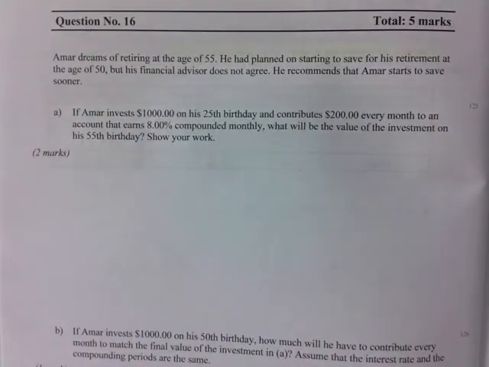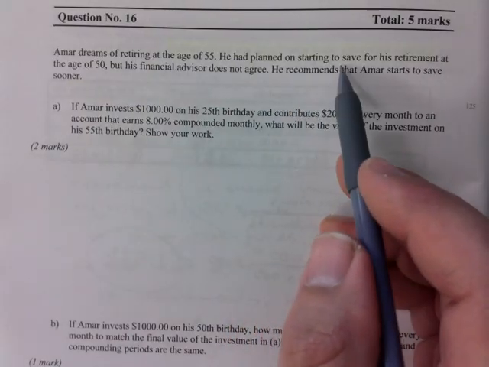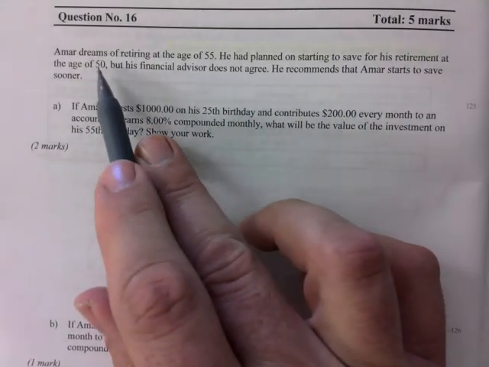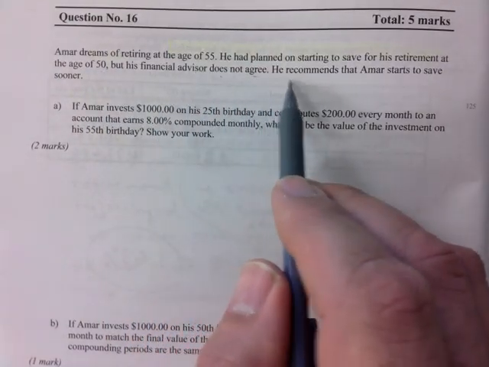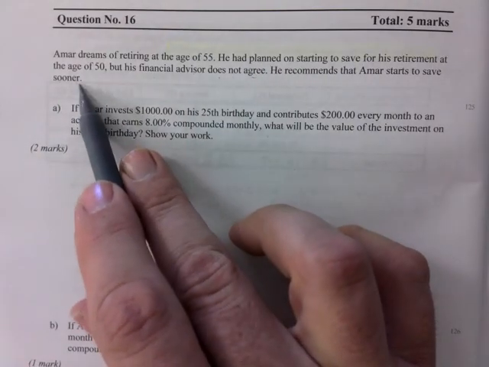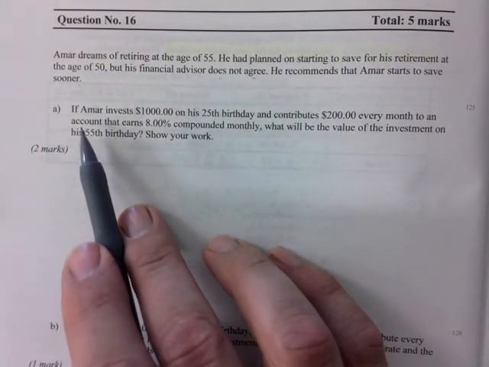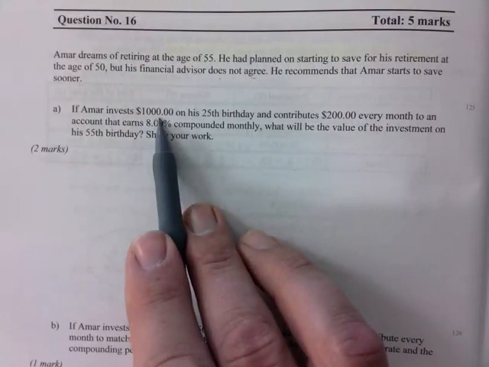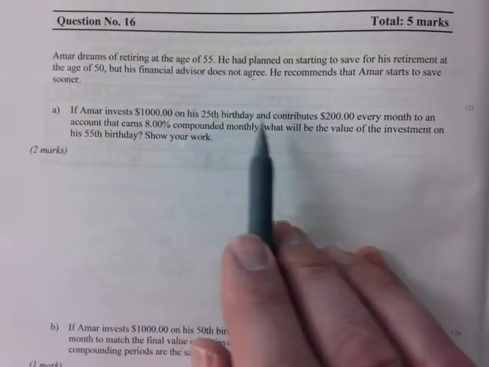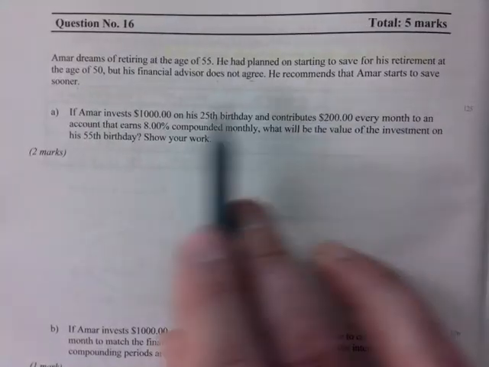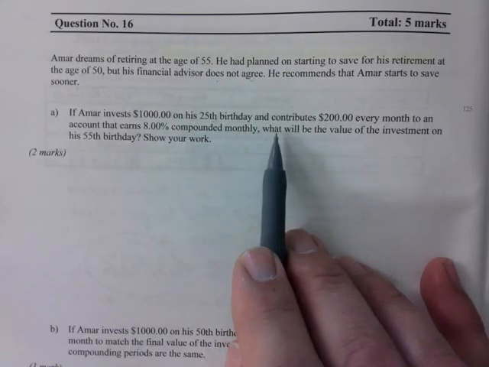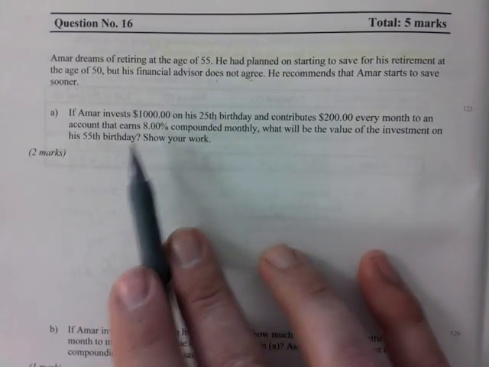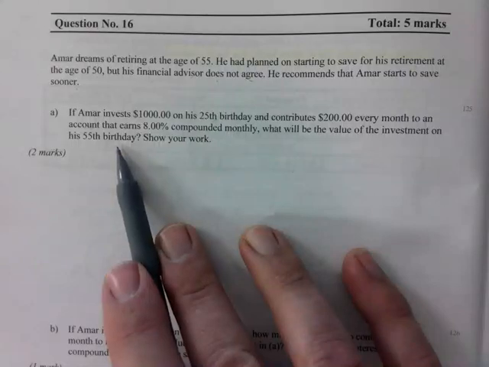Amar dreams of retiring at the age of 55. He had planned on starting to save for his retirement at the age of 50, but his financial advisor does not agree. He recommends that Amar start to save sooner. If Amar invests $1,000 on his 25th birthday and contributes $200 every month on an account that earns 8% compounded monthly, what will be the value of the investment on his 55th birthday?